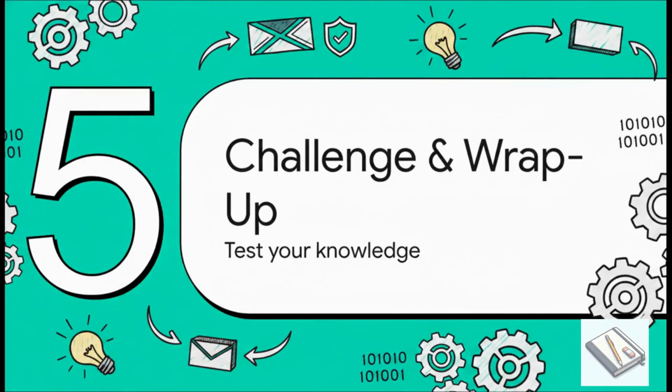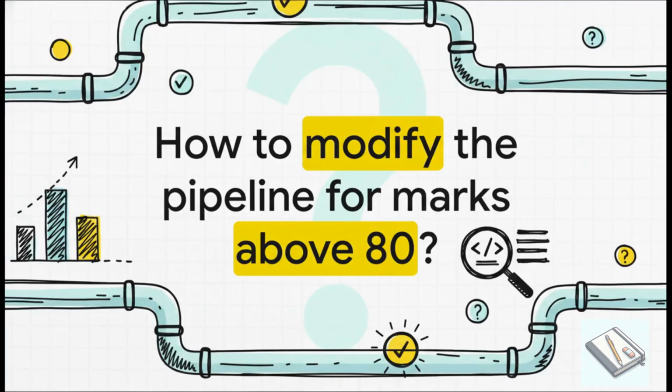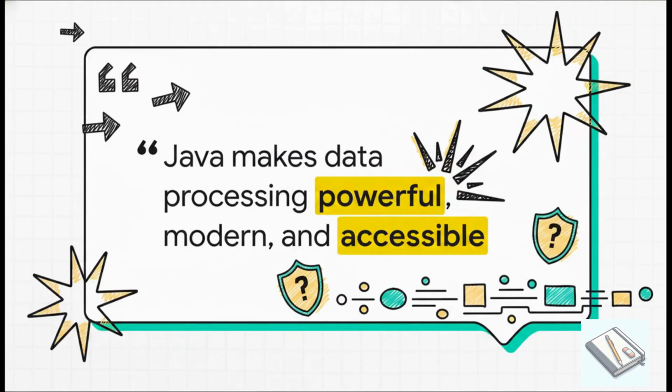Which brings us to Section 5, our micro challenge and wrap up. Here is your micro challenge. Look back at the pipeline we just built. I want you to pause and think about how you would modify this program to print only students with marks above 80. What exactly needs to change inside that filter method to hit that new goal while still keeping our null safety intact? Whether you just solved it in your head or jotted it down, you probably figured out that you simply changed the filter integer to 80.